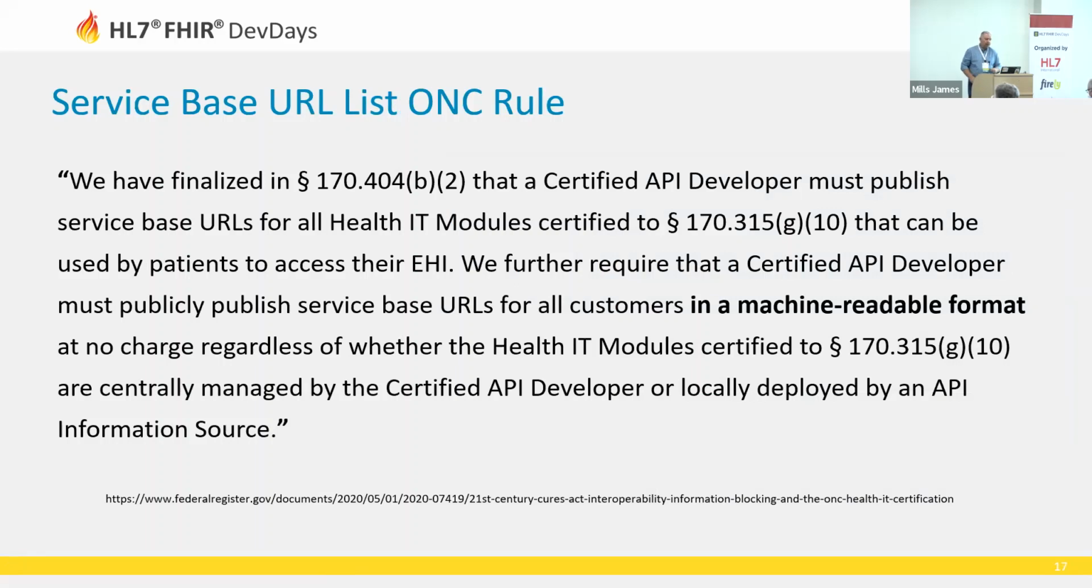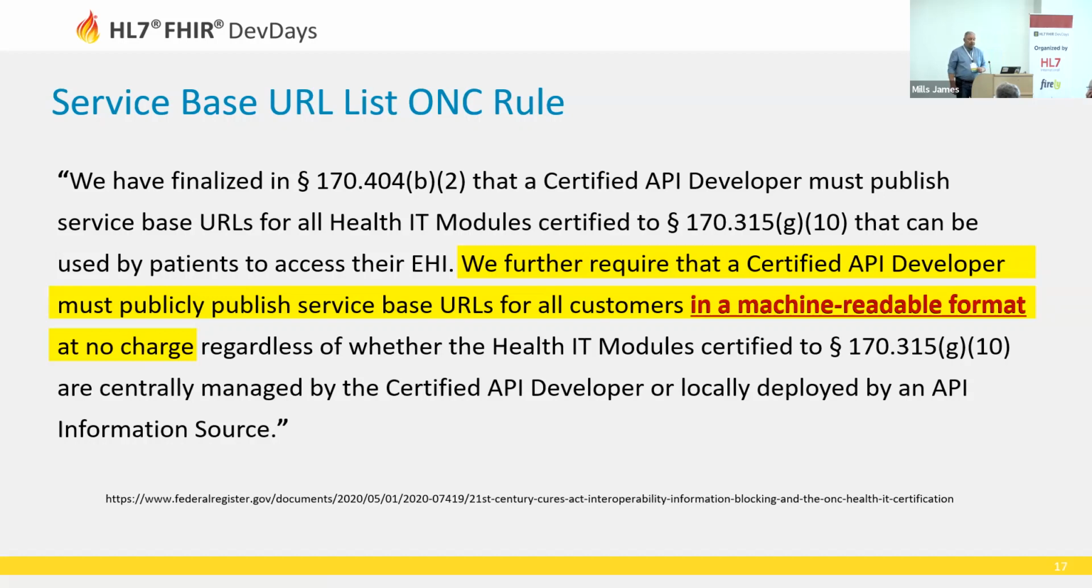So the ONC rule, here's another one that we really need to look at for the 21st Century Cures Act. And this has to do with information blocking. We see that a certified API developer must publish service base URLs. I think we all know that. It also says that a certified API developer must publicly publish service base URLs for all customers in a machine-readable format at no charge. And that "in a machine-readable format" is the sticking point.